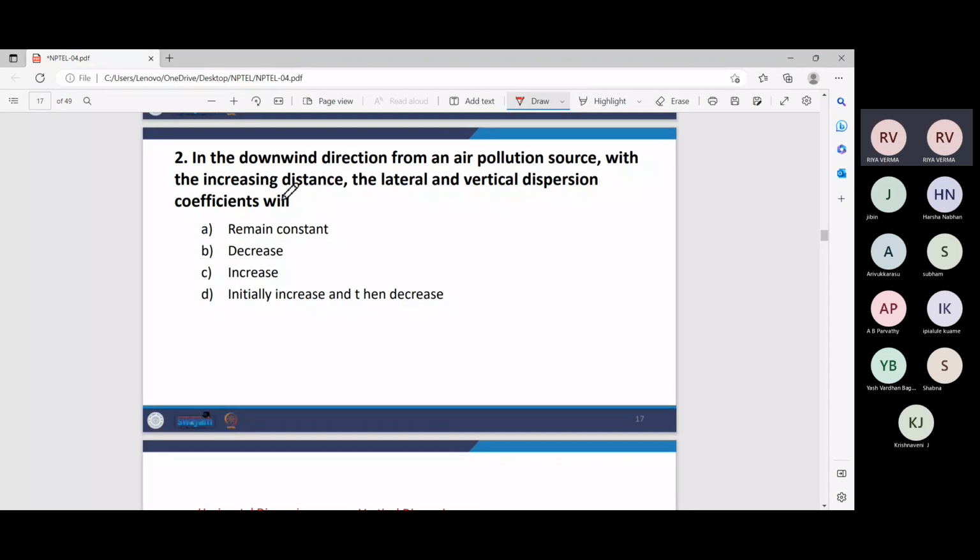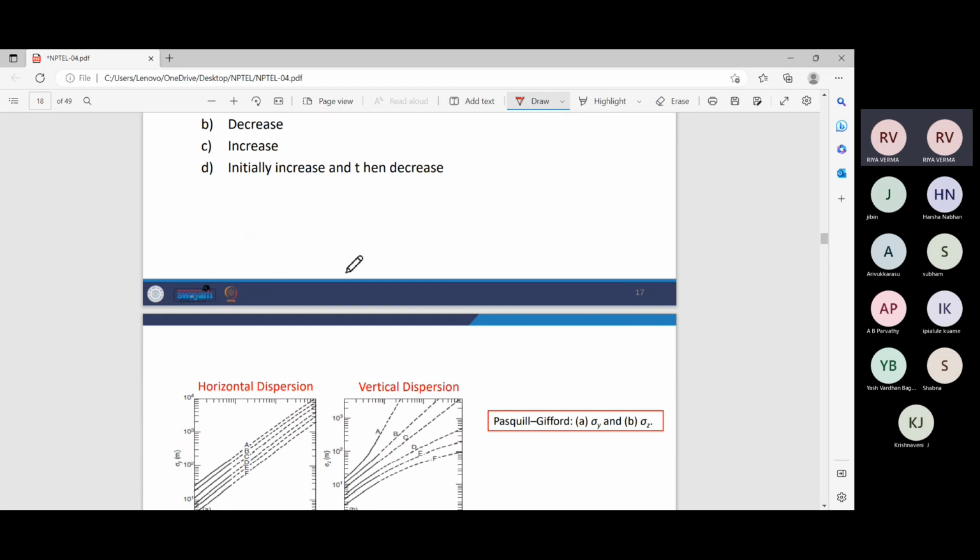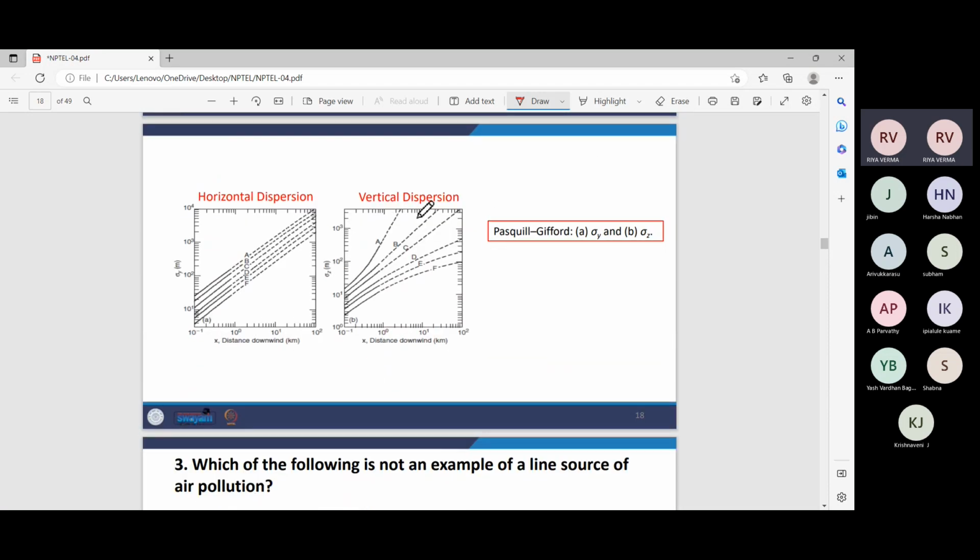So as we move in the downwind direction from an air pollution source, the distance from the source increases. How do these values change if we increase the distance? This can be explained with these curves. These are your Pasquill-Gifford curves to find the values of sigma y and sigma z. Here x is your downwind distance. This is your horizontal or lateral dispersion coefficient, this will be your sigma y, and this will be your sigma z.